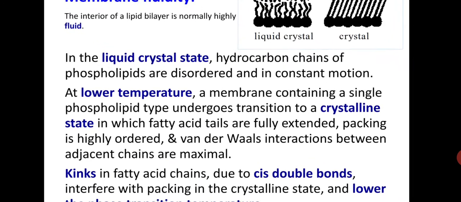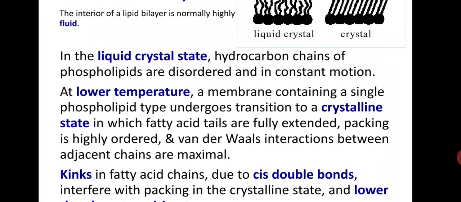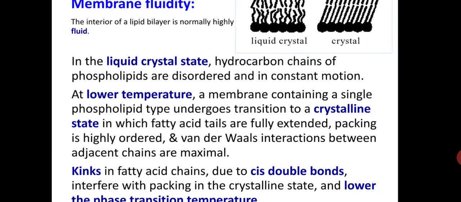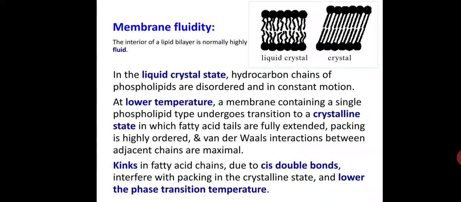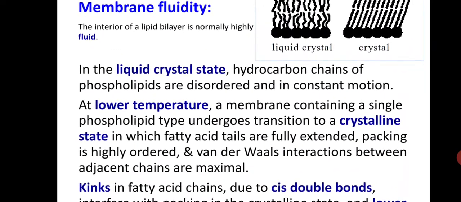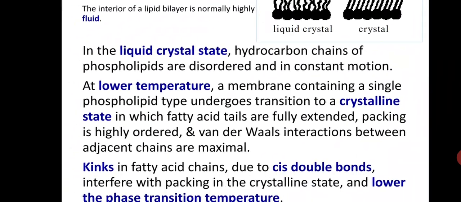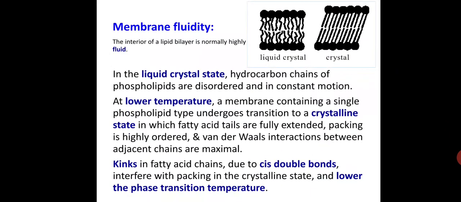So at lower temperature, a membrane which contains a single phospholipid undergoes a crystalline state where the fatty acid tails are completely extended, so that it becomes highly ordered and van der Waals interactions between adjacent chains become maximum. So from the normal temperature to a lower temperature, it moves towards the crystalline state. These are the two states: liquid crystal and crystalline. Okay, fine. Kinks in the fatty acid, as I told you earlier, due to the double bonds, interfere with the crystalline state and lower the transition temperature.